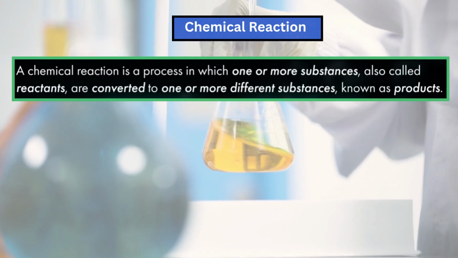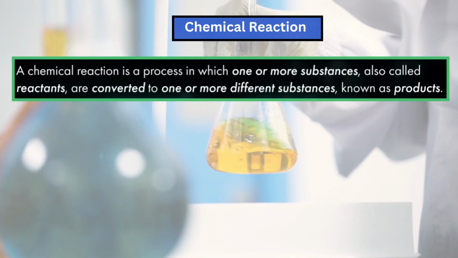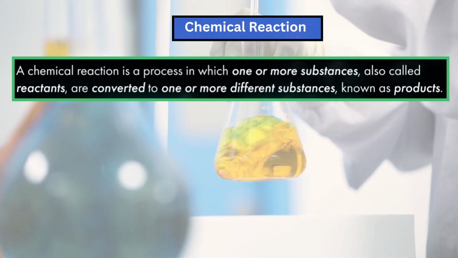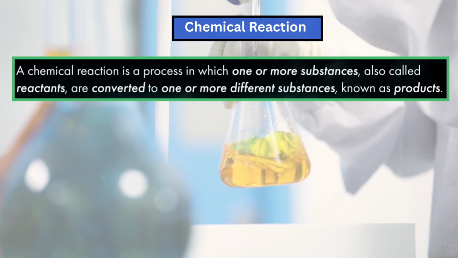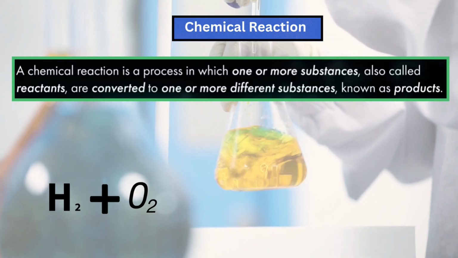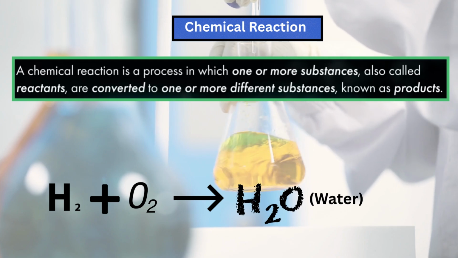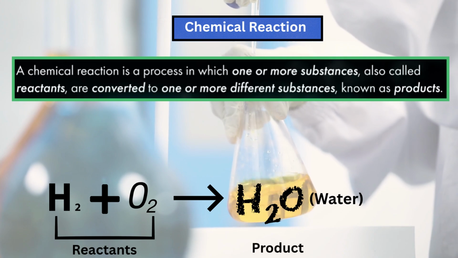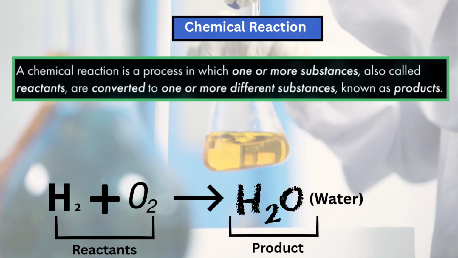Chemical reaction is that process in which one or more substances, also called reactants, are converted into one or more different substances called products. For example, hydrogen and oxygen react together and form H2O, that is water. In this reaction, hydrogen and oxygen are reactants and water is product.